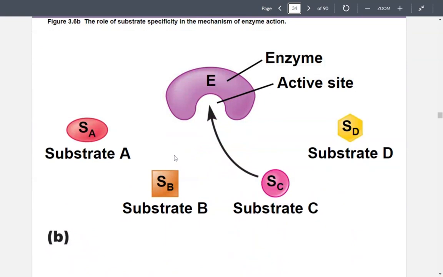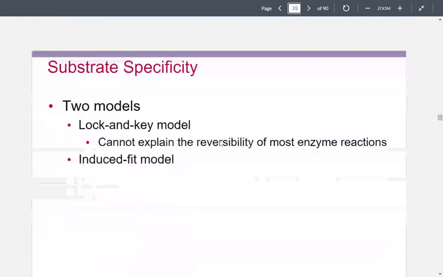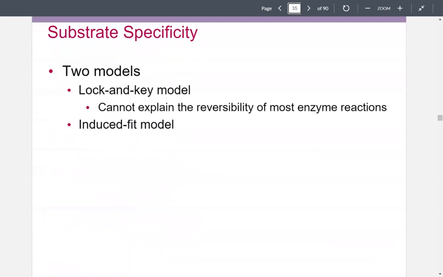Here we have a lovely diagram demonstrating for you. We have our enzyme with its active site. The active site is where the substrate can bind, and this particular active site will only accept substrate C. That's the only one that's going to fit in there. So specificity, substrate specificity, is one of two, as we mentioned, lock and key, where it's very specific, only one thing can fit in.